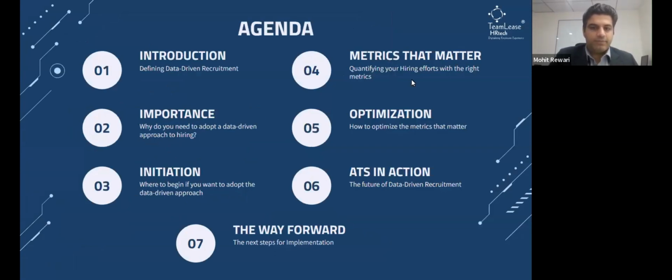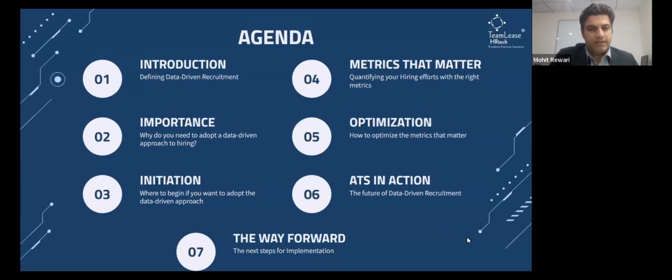We have kept it to precision. We'll introduce you to the topic. We'll tell you the importance of it. We'll tell all the initiation stages, what metrics matter in these cases, how we are going to optimize these metrics, and where the ATS comes into action, and what is the way forward if you're an organization looking towards this.